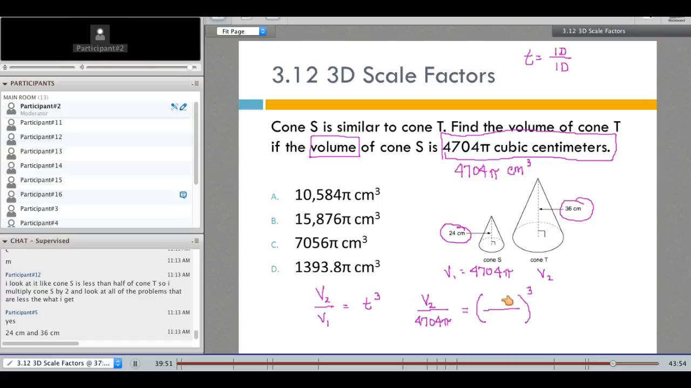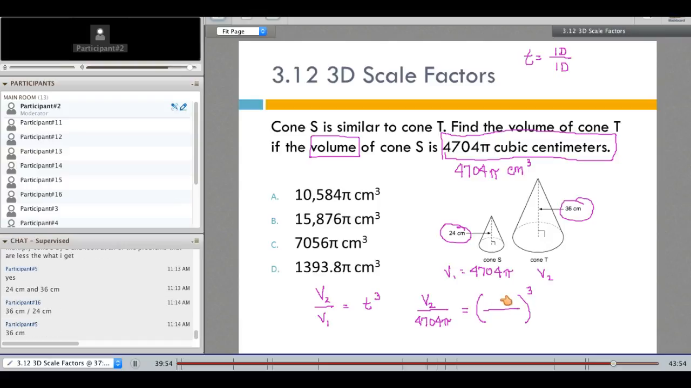Did you do 36 divided by 24, Tristan? Is that how you got it? And then cube it? That sounds like it's right. Let's see. So if you do 36 divided by 24, I get 1.5 just from that division part. I'm kind of squishing it in down here. Okay, and then I'm going to cube it. Yes, good, Tristan. That's what I got. So I get volume 2 over 4704 pi is equal to 3.375. Okay?